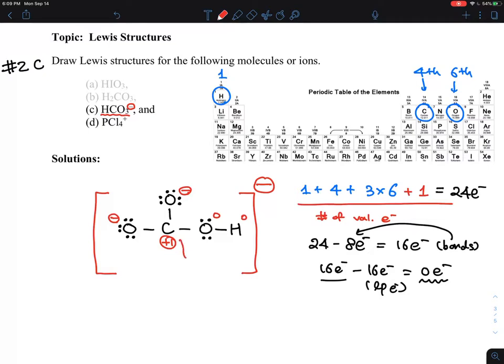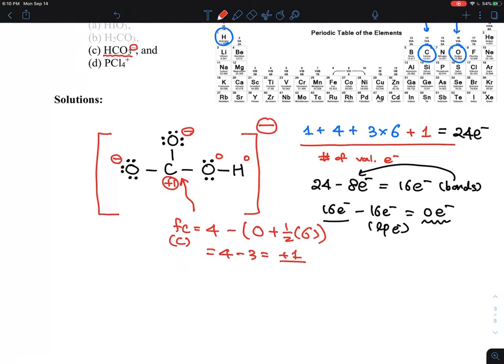That's one of the shortcut ways that I love to do it, because it's the easiest one. But once more, I'm going to do it here. The formal charge of carbon: carbon has 4 valence shell electrons, minus the number of lone pair electrons, 0, minus half of the bonded electrons. There are 3 bonds, so 6 electrons, half is 3. So 4 minus 3 is +1. So that's why it should have this formal charge of +1.